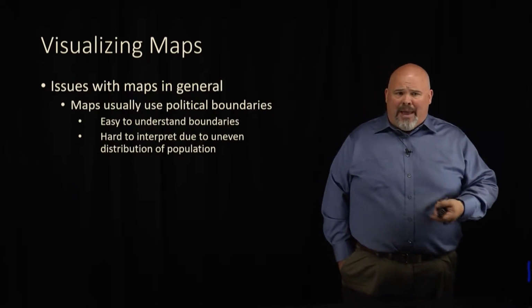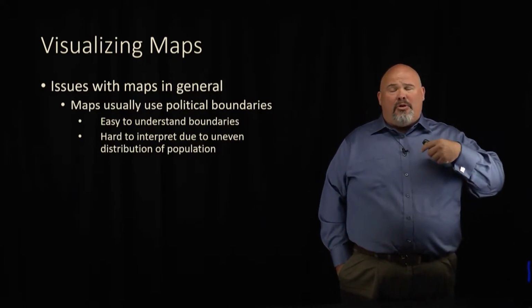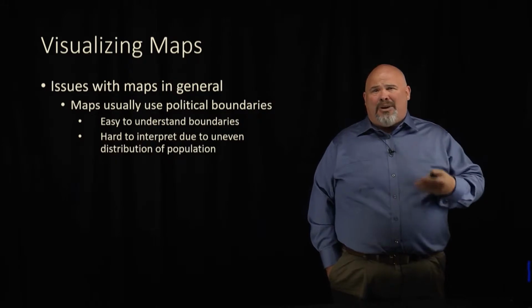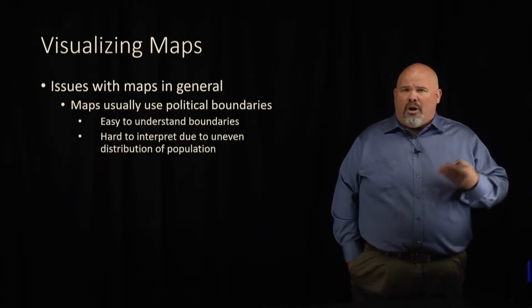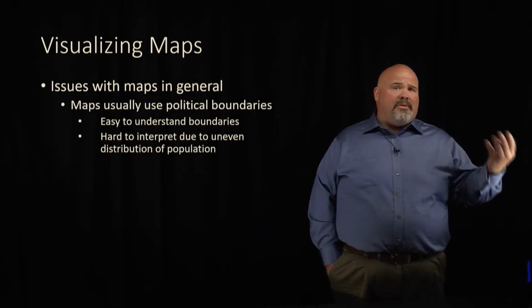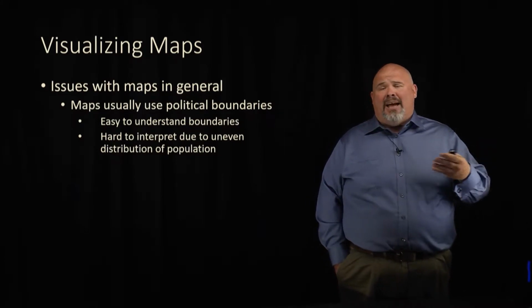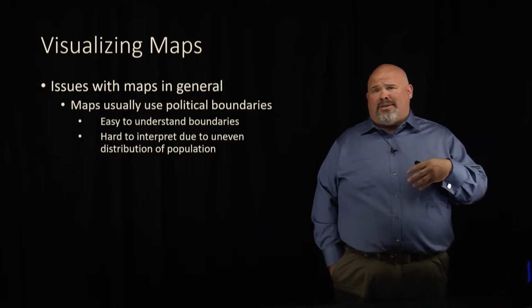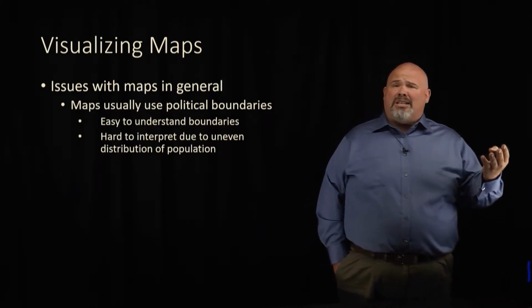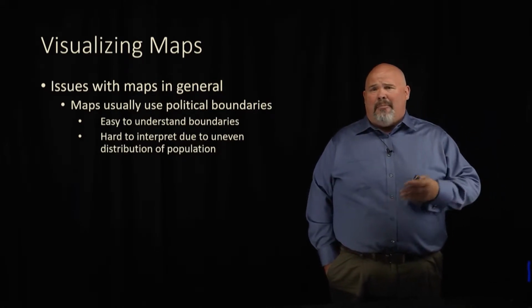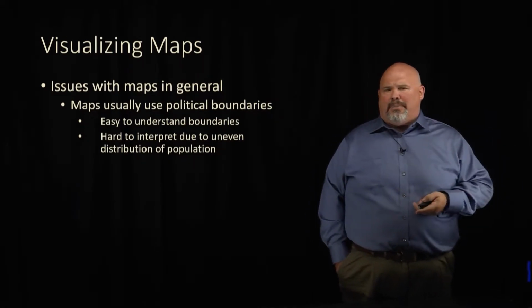So maps use political boundaries, and although the boundaries are easily interpreted if you know your geography, they're hard to interpret because some states, even though they're small, might have more population than a bigger state like Wyoming. Rhode Island has far more people than Wyoming does, but it's tiny in comparison.